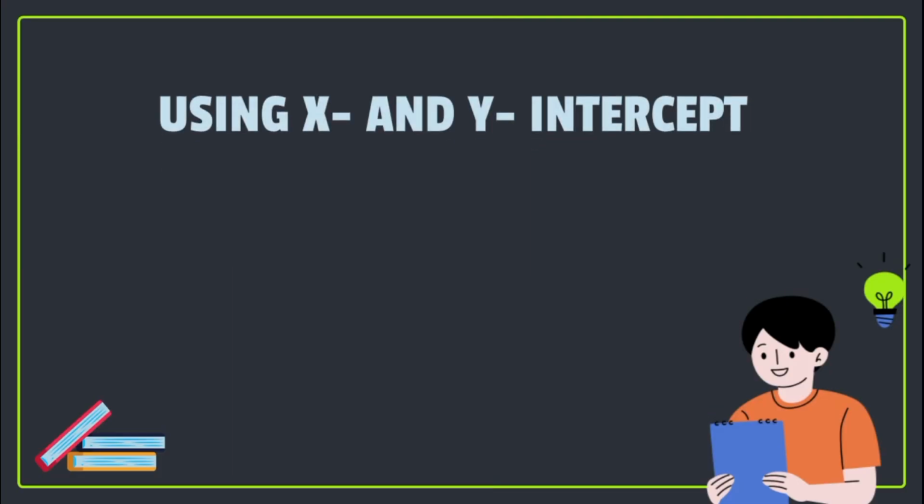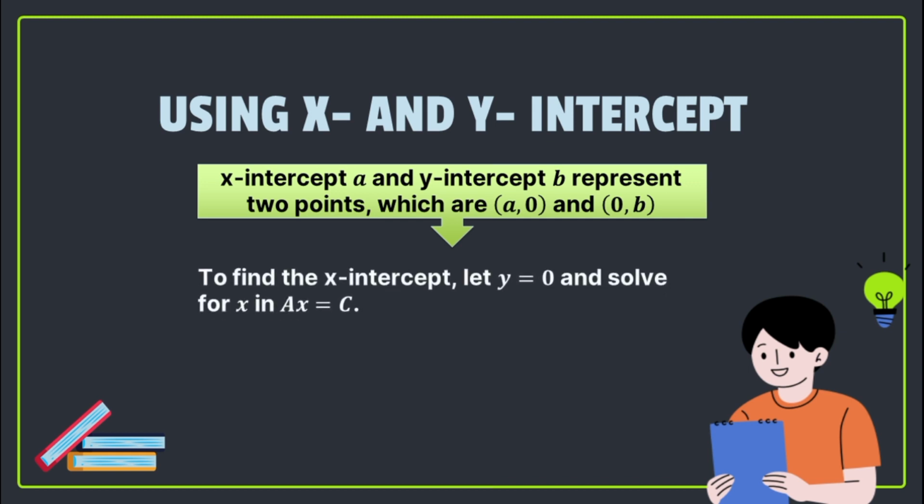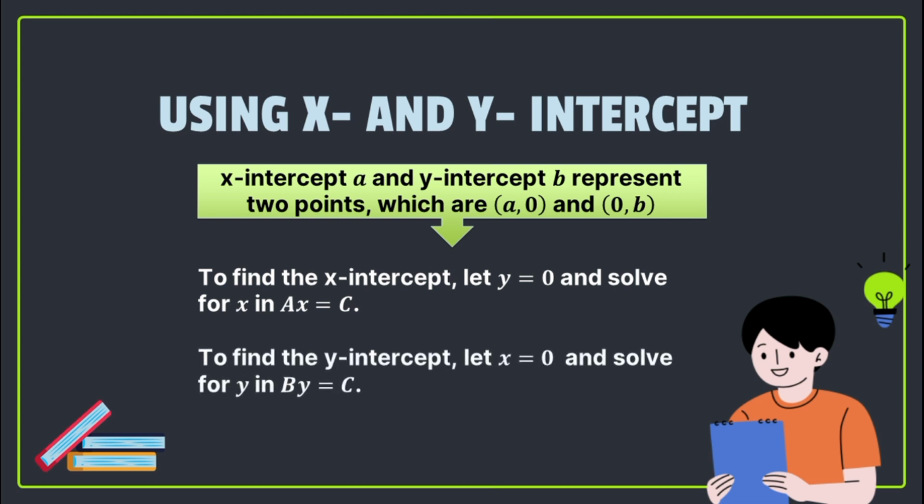So, here is the second method, using the x and y intercepts. X-intercept a and y-intercept b represent 2 points which are (a, 0) and (0, b). To be able to find the x-intercept, we let y equal 0 and solve for x in ax equals c. And to find the value for the y-intercept, we let x equal 0 and solve for y in by equals c.